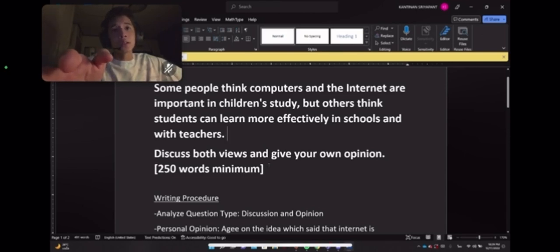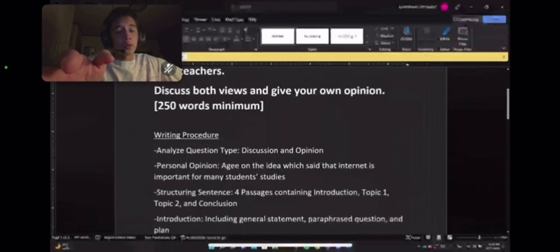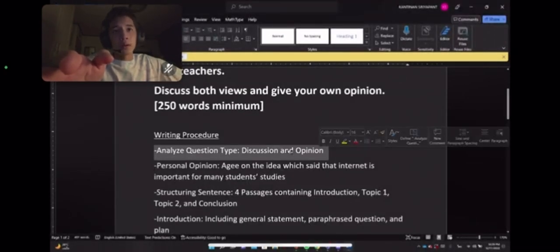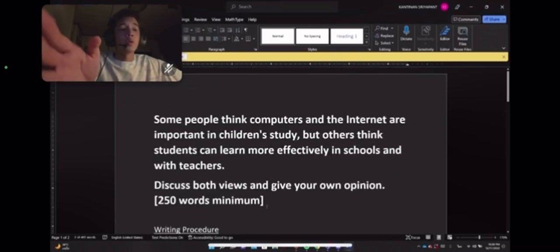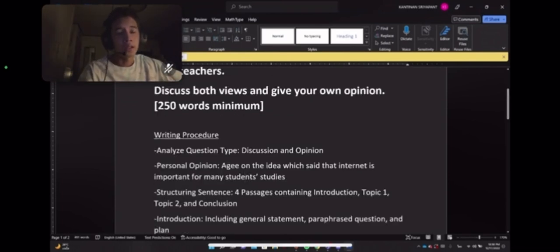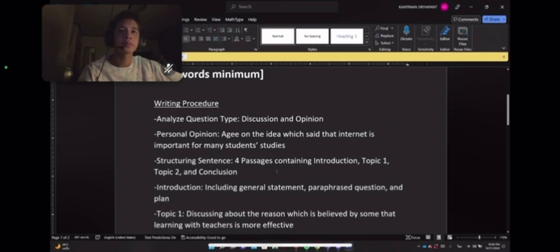Alright, next, after you analyze your question, you should think about the idea, whether you agree or disagree, because it will be a guideline that you can use in the future in order to structure your paragraph. So I decided I agree on this topic, and the reason for that is because I think that internet is important for many students' studies, right? And that is the topic idea that I said.